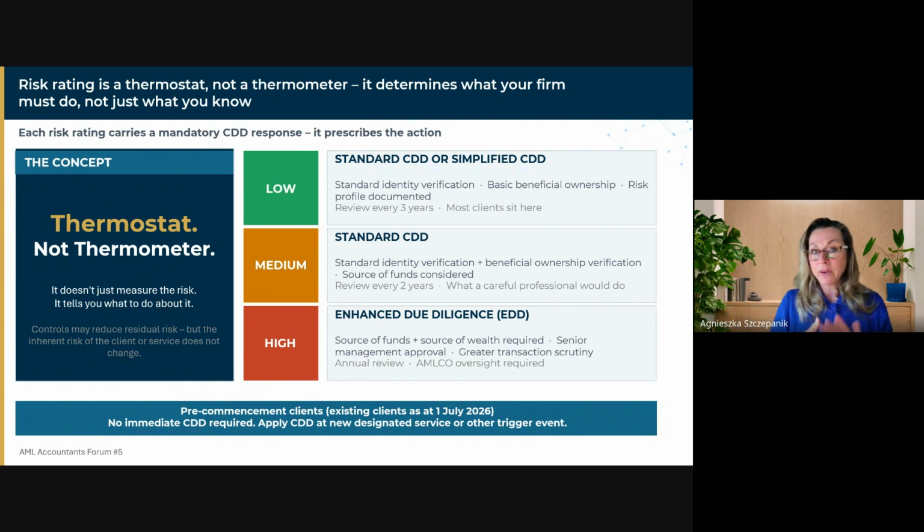Low is standard or simplified due diligence. Simplified due diligence is something quite specific to do with regulated and, in particular, government entities. You don't need to do the entire beneficial ownership structure, but it's only for certain government entities. So really what you're doing is standard due diligence. Standard is standard identity verification, your standard beneficial ownership, a risk profile, and you need to review it every 3 years. I would say a high majority of your clients will sit there.